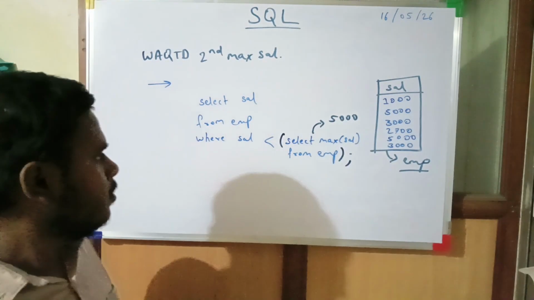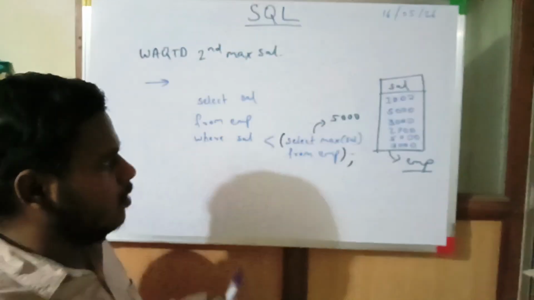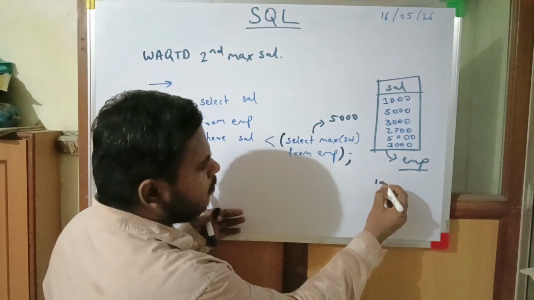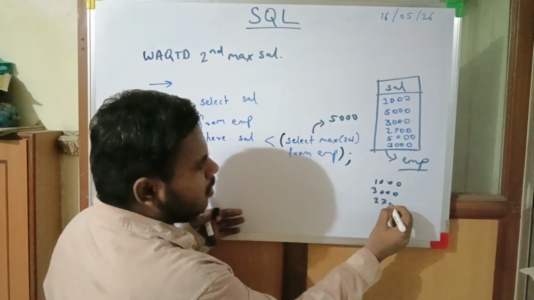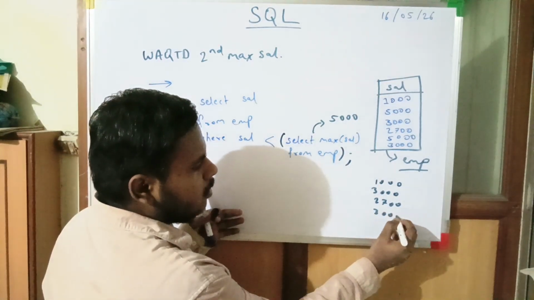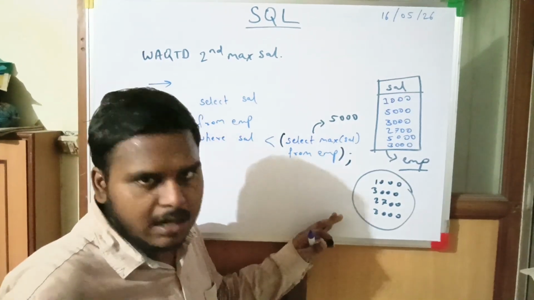Now I'm filtering. I want the salary to be less than 5,000. Salary less than 5,000, which salaries will come? 1,000, 3,000, 2,700, 3,000 again. Okay, these are the salaries that will get filtered. Only these will be left.